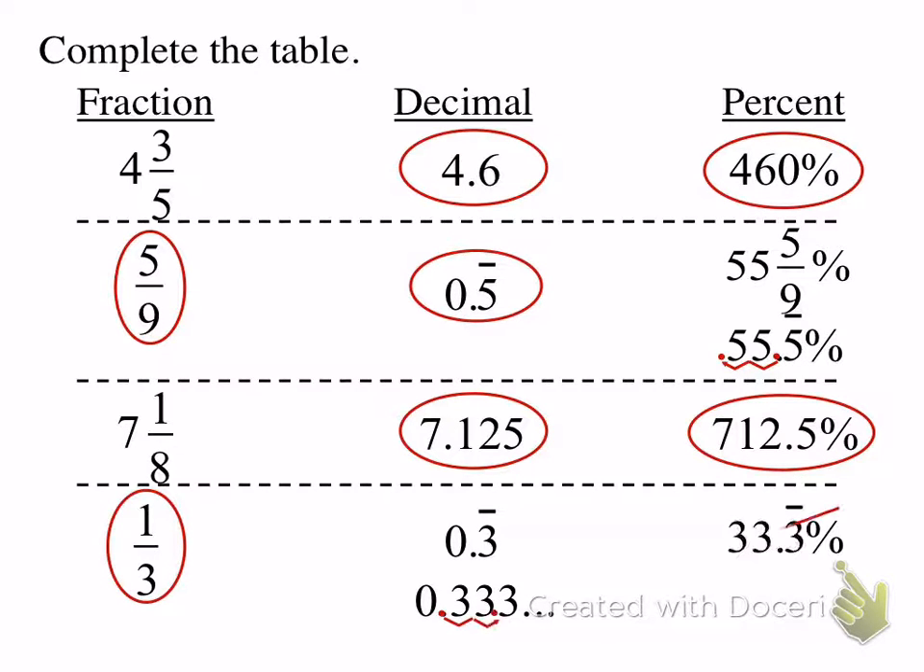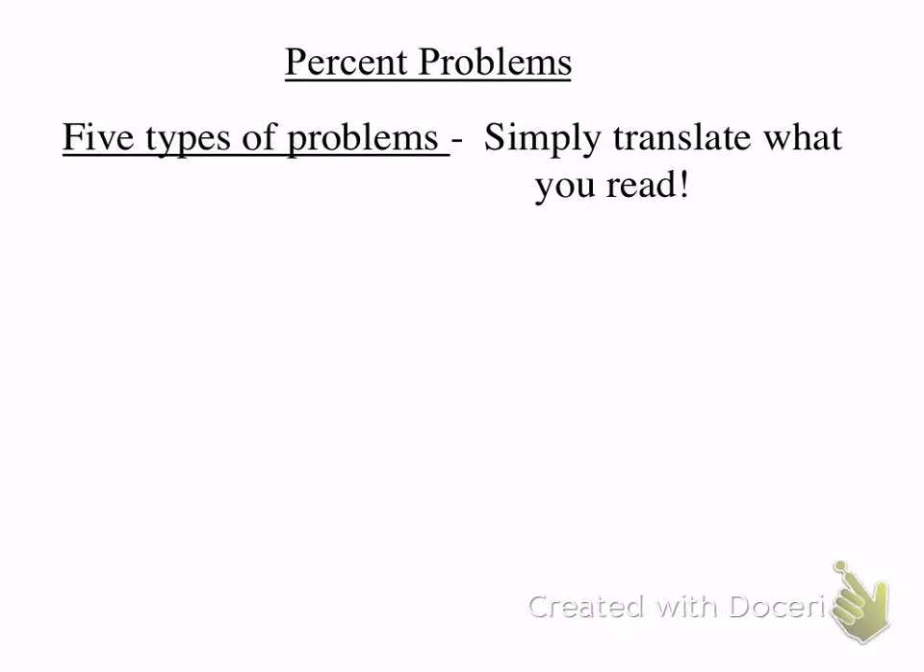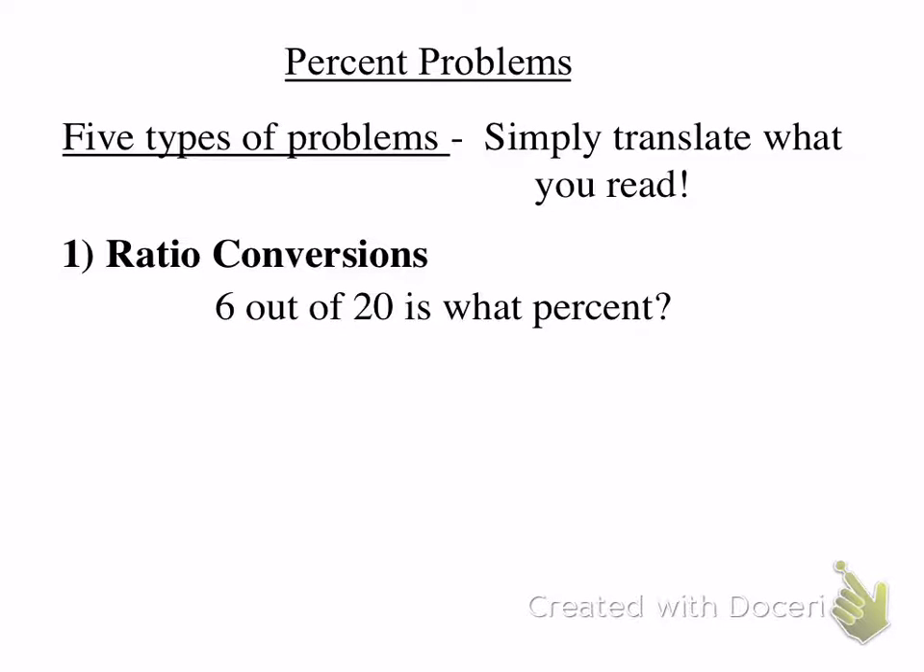Okay, so now let's jump to our word problems. Okay, the first type is a ratio conversion. How would I write 6 out of 20, guys? Yes, 6 over 20. Now you could do these in a couple different ways. You could do them by doing your is over of. For ratio conversions, it doesn't work so well. So make your 6 out of 20 is what? Yes, equals. And then you could write just n% or n over 100. They're equivalent. Two ways to do that.